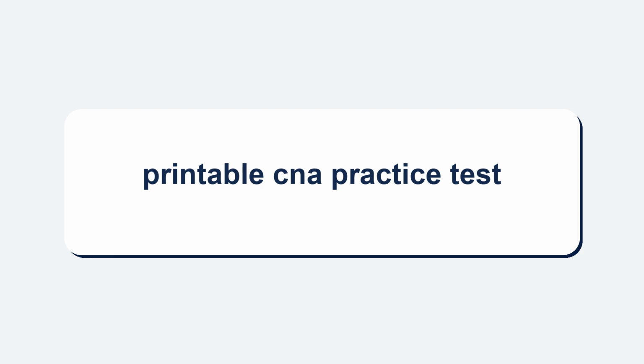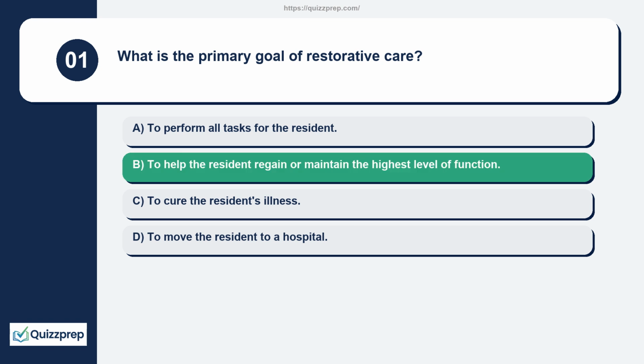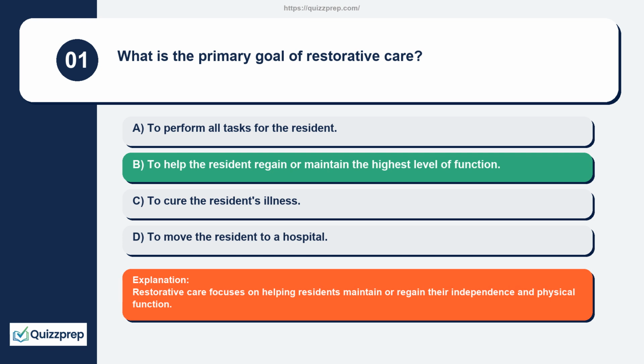Printable CNA practice test. Question 1. What is the primary goal of restorative care? To perform all tasks for the resident. To help the resident regain or maintain the highest level of function. To cure the resident's illness. To move the resident to a hospital. Restorative care focuses on helping residents maintain or regain their independence and physical function.